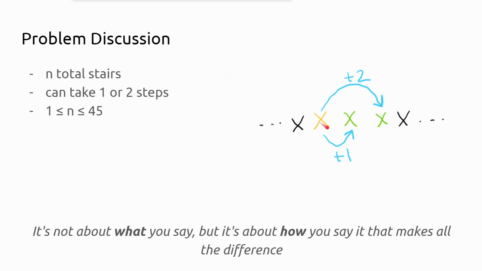Now, this is sort of a representation of that. From any point x, you can take plus 2 steps or plus 1 step. So you can land at any of these green points. The n is also given less than or equal to 45, which looks very interesting because this hints at maybe an exponential time complexity question. We don't know that for sure, so let's keep on going.